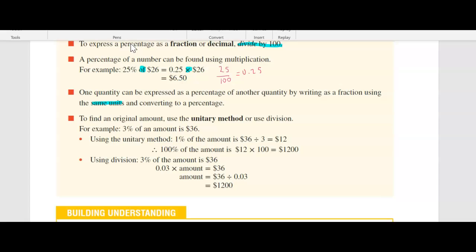All right, so for example, if we know that 3% of an amount is 36, we can work out what 1% of that amount is. So to get from 3% to 1%, we just divide by 3. So we do the same to 36. So 36 divided by 3 gives you 12.